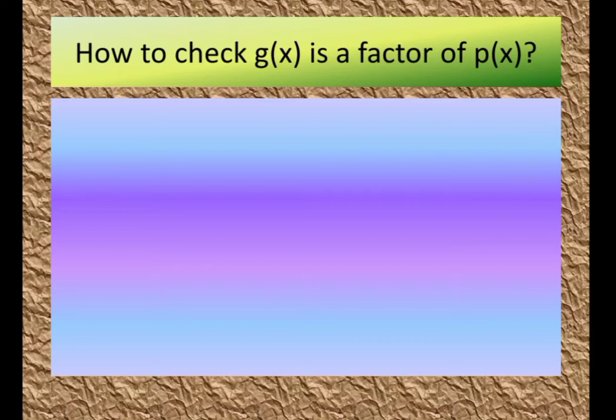How to check g of x? Sometimes the division can be given as g of x and p of x. P of x is the given polynomial, g of x is the divisor. A divisor is a factor. How can we find whether it's a factor or not? Normally, when we divide 14 by 7, the remainder is equal to 0. So we can say 7 is a factor of 14.